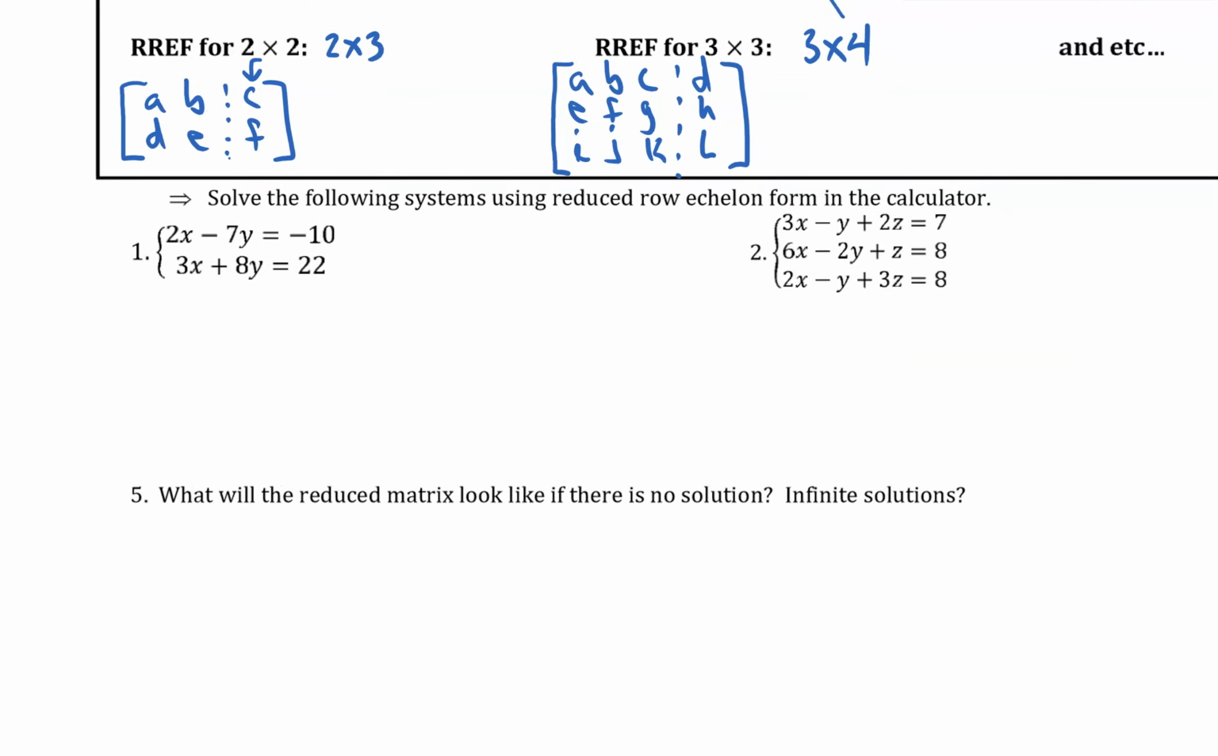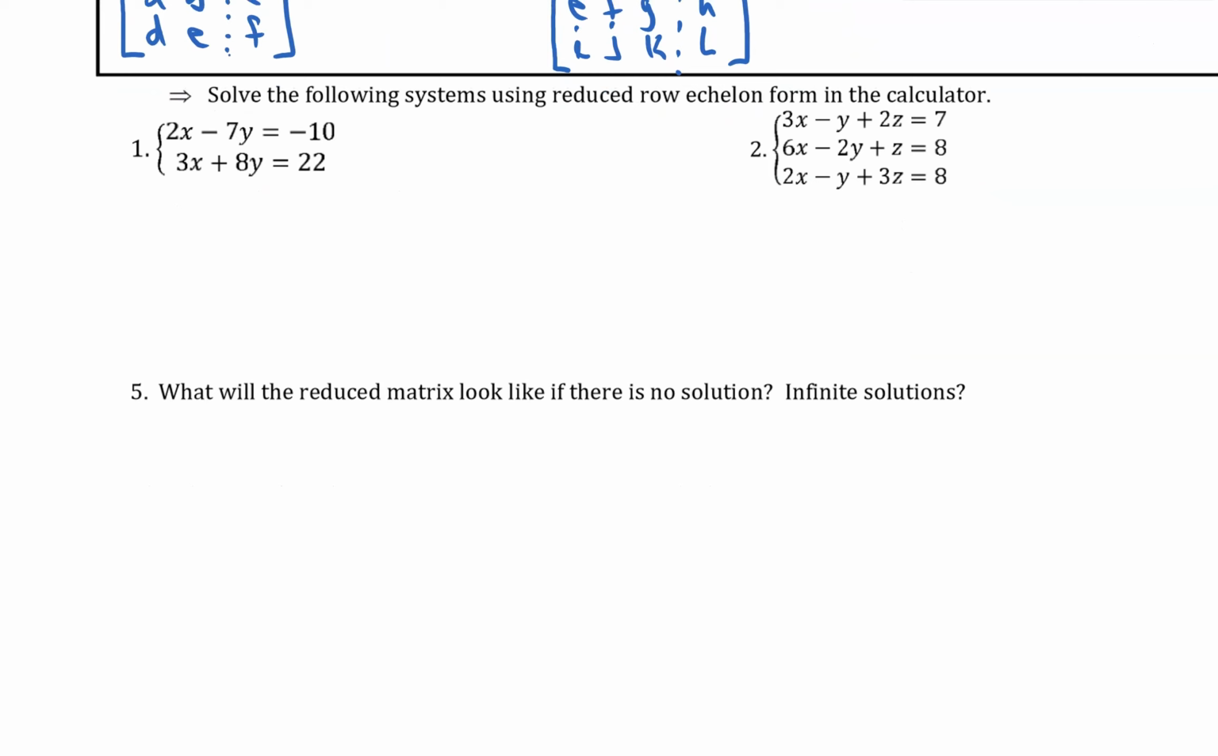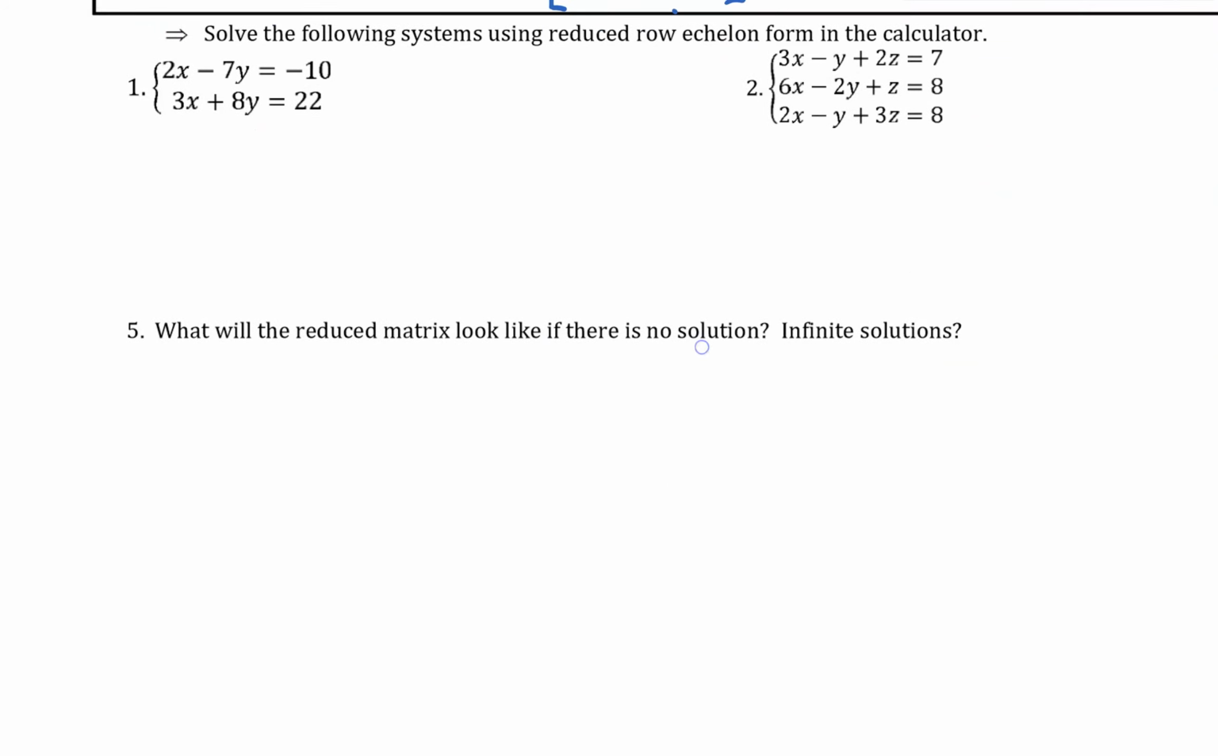So what do we mean by that? Well, first of all, it's probably easiest just to see this in terms of a picture. First of all, we have to come up with our actual A matrix, which would be 2, -7, then this little divider right here, and then -10. And we're only putting that in there to separate the variables from the constants. Then 3, 8, and 22.